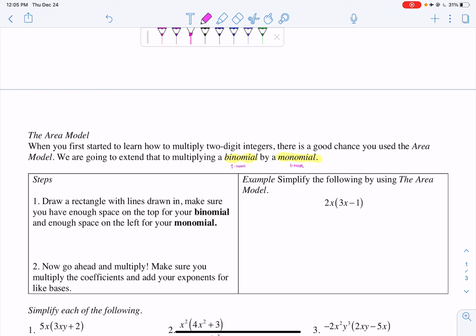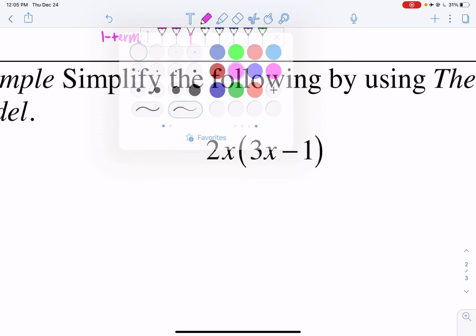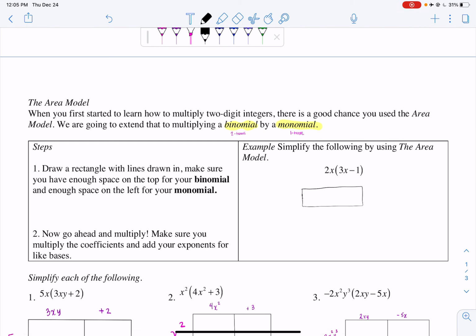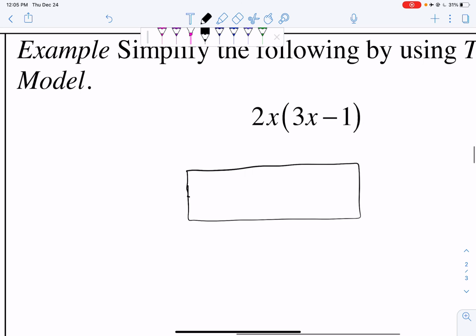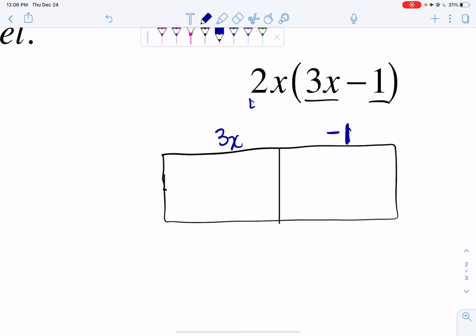The first thing you're going to do is you're going to draw a rectangle with lines drawn in. Make sure that you have enough space on the top for your binomial and enough space on the left for your monomial. So what we're going to do is we're just going to draw a quick rectangle or a quick box. And it said make sure there's enough space on top for your binomial. So what we do is we have two terms, so we're going to have two separate boxes. So I'm going to put my 3x here and my minus 1 here. On the left, I'm going to put my monomial, which is a 2x.